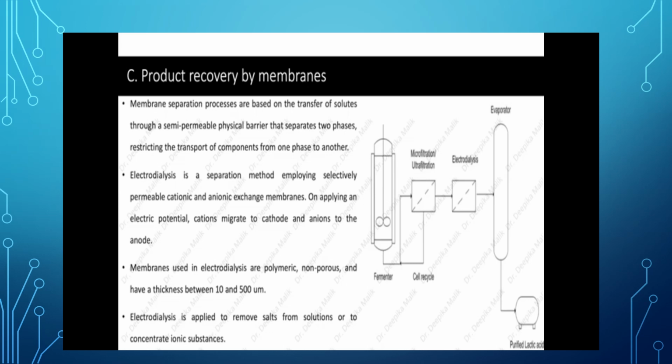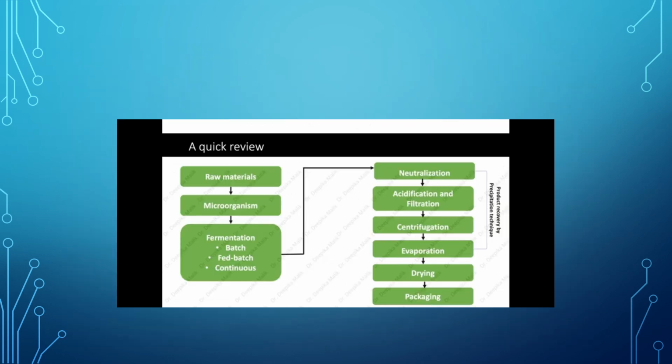Product recovery by membranes. Membrane separation processes are based on the transfer of solute through a semi-permeable physical barrier that separates the two phases, restricting the transport of components of one phase to another. This is also very common.